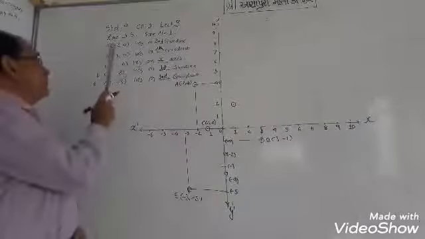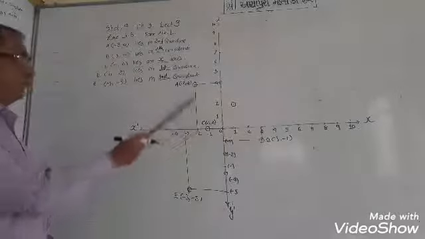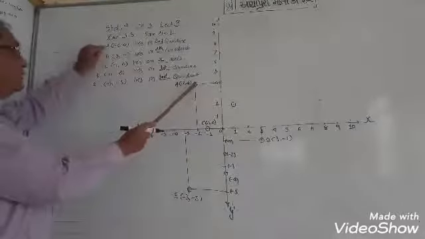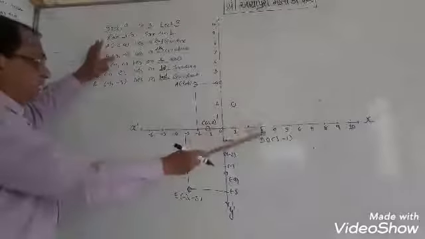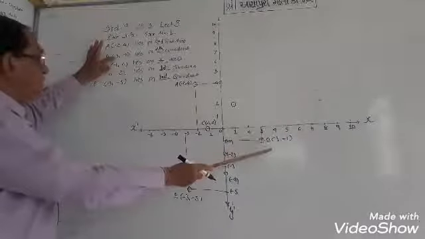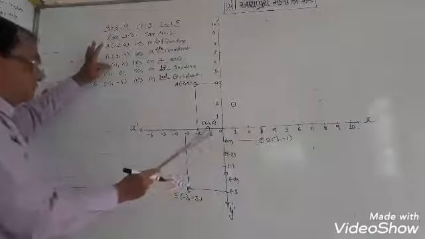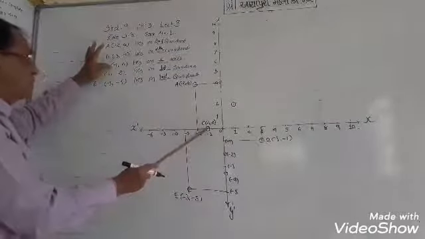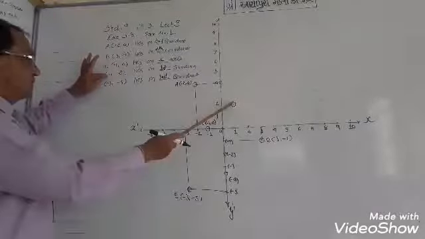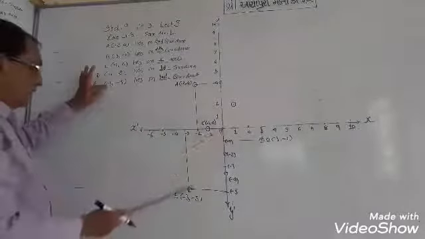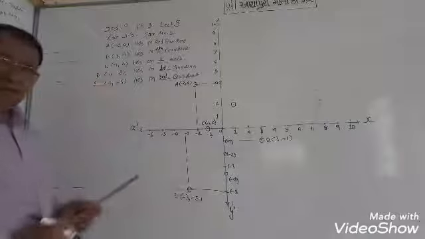I will repeat. -2 and 4, second quadrant. 3 and -1, fourth quadrant. -1 and 0 on the x-axis. 1 and 2 in the first quadrant. -3 and -5 in the third quadrant.